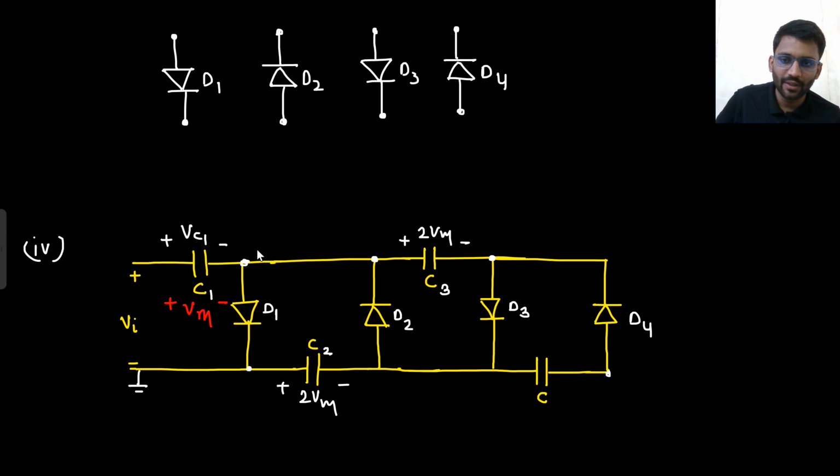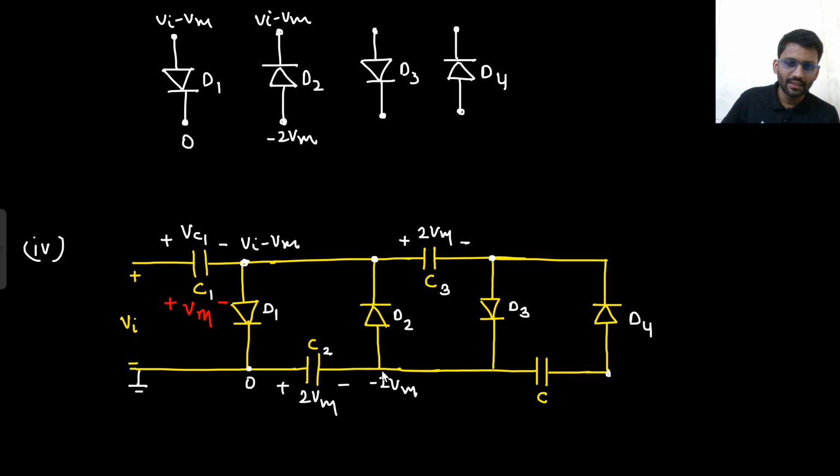So this potential will be now Vin minus Vm, and this potential will be 0. So D1 is having Vin minus Vm and 0. What about D2? This potential is 0, this potential is minus 2 Vm, and this potential is Vin plus Vm only. So D2 is having, sorry, Vin minus Vm and minus 2 Vm. This is what D2 is having.